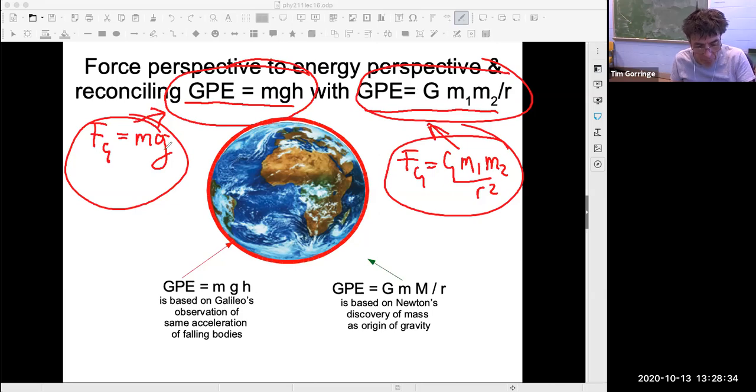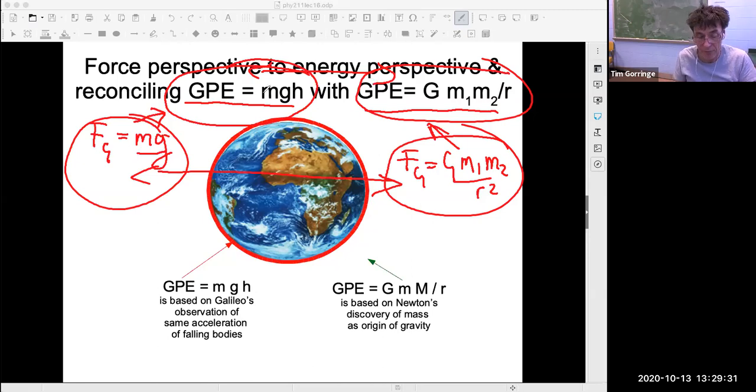So mg, this equation for the force, was simply based on Galileo's observation of constant acceleration for falling bodies. And that meant that there was a force, mg, that must be responsible for that constant acceleration. But there was no explanation in Galileo's understanding of how that force worked. When we met universal gravity, that's a much broader, bigger theory that all objects experience gravitational attractions, and it also explained the acceleration of gravity on Earth. So it was a deeper, fuller understanding of how gravity worked, and that was the reconciliation between the force laws. It's really the same reconciliation between the two equations for gravitational potential energy.